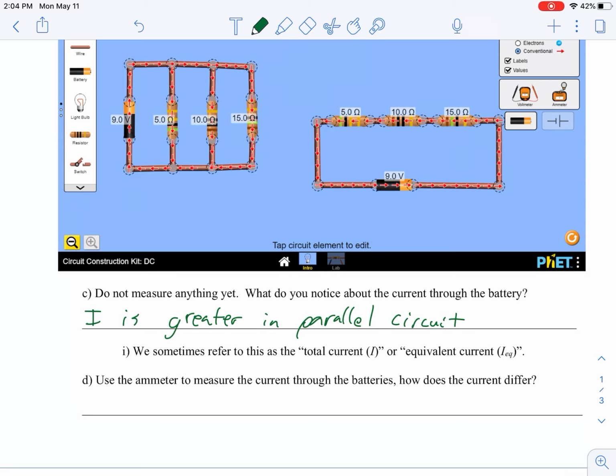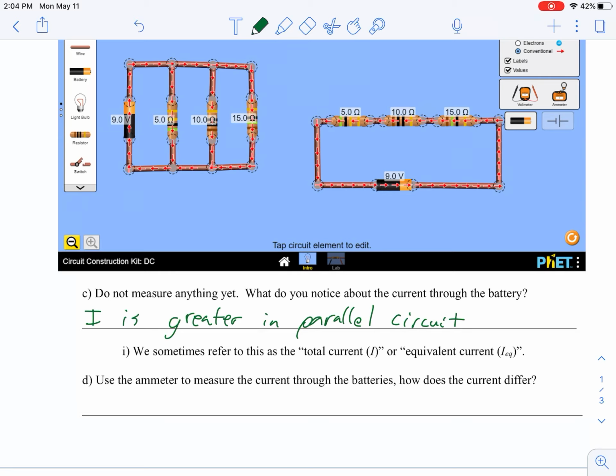Okay, so let's write that down. Current series equals 0.3 amps. Current parallel equals 3.3 amps. Why don't we write these values down on our picture here? So I'll make this one 0.3 amps. And this one is 3.3 amps, just to kind of bookkeep a little bit.